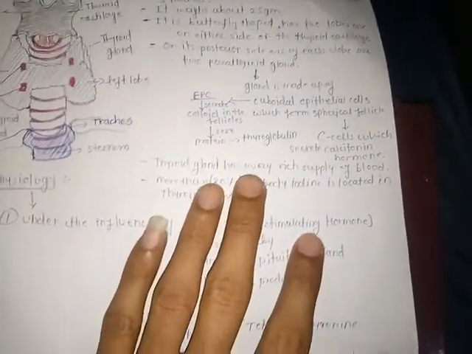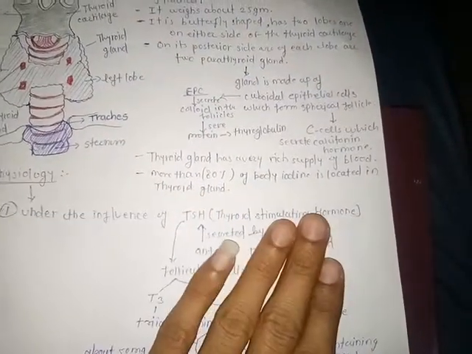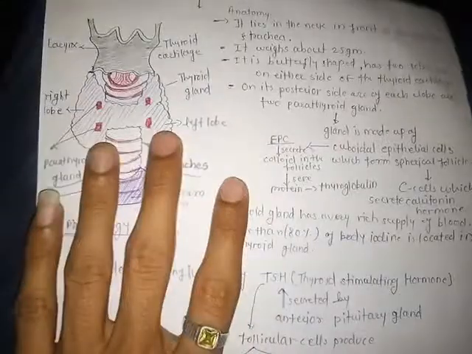Then the thyroid gland has a very rich supply of blood in the body. More than 80% of the body's iodine is located in the thyroid gland. Meaning in this thyroid gland, 80% of the iodine is located.